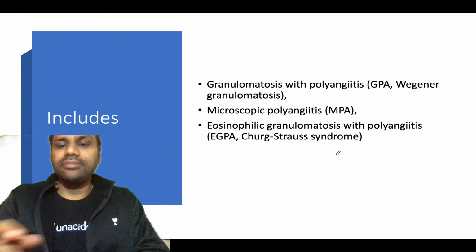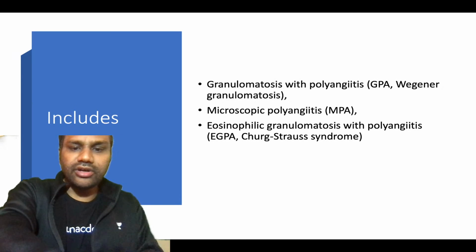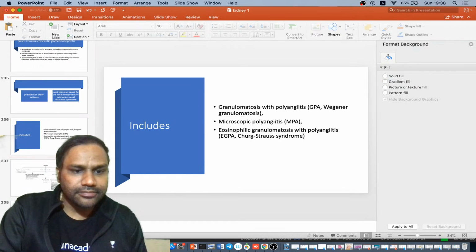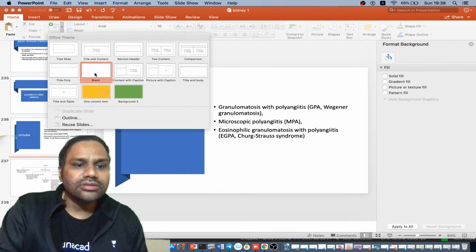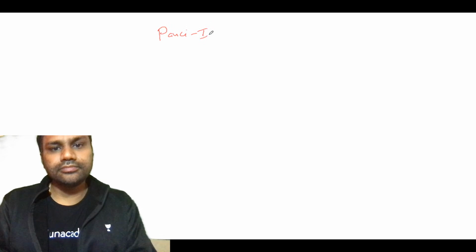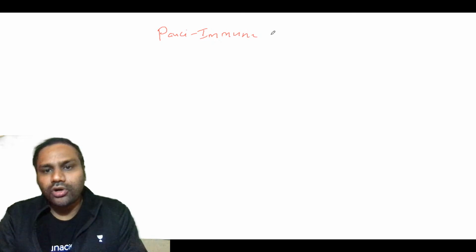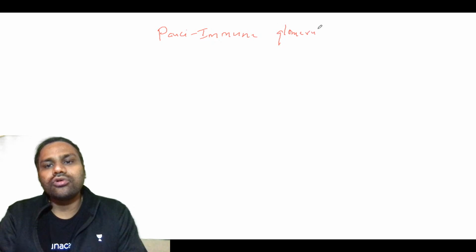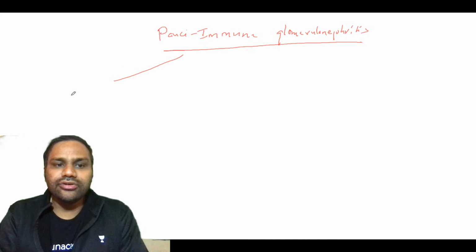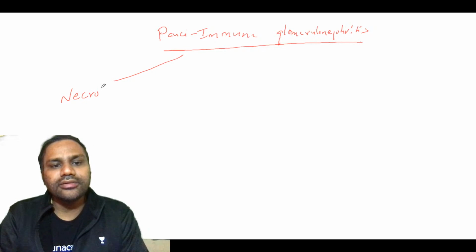Now what does it include? Wait, I will just add one slide here. When I talk about post-immune glomerulonephritis, what I need to know is that there can be three types. One you have is necrotizing granuloma.